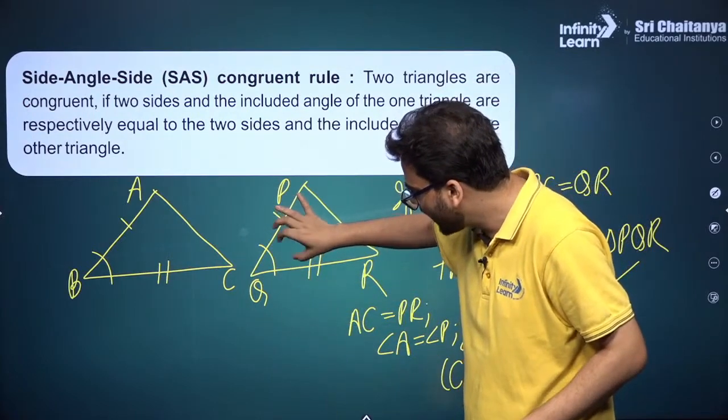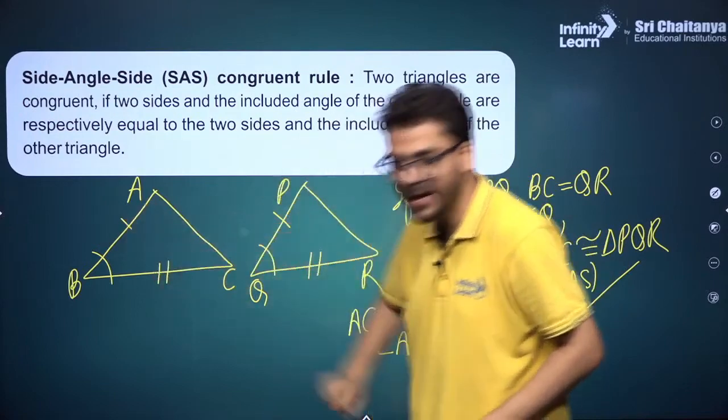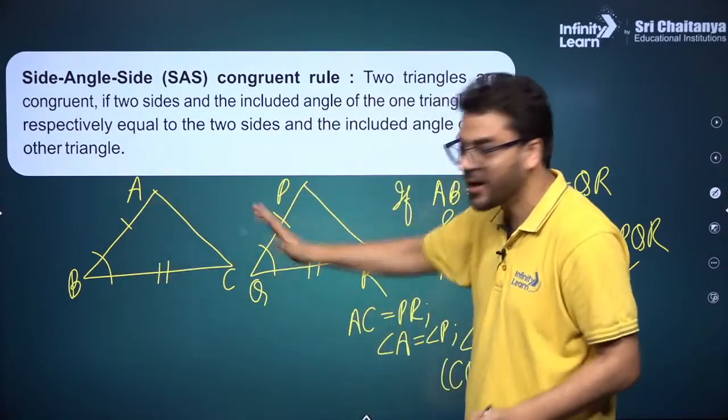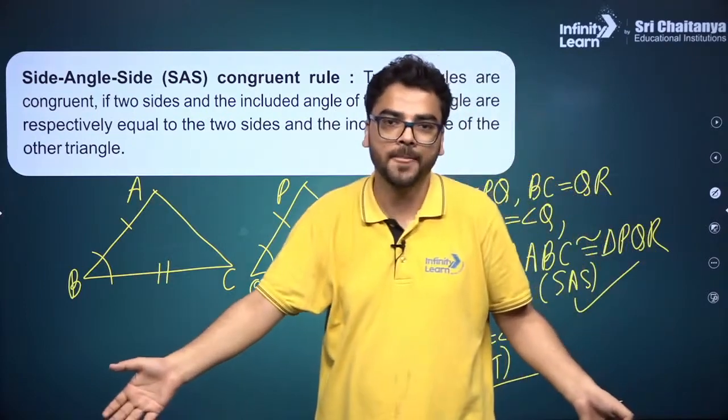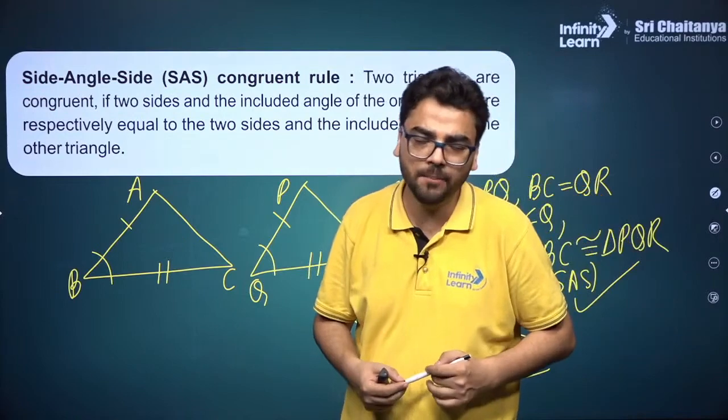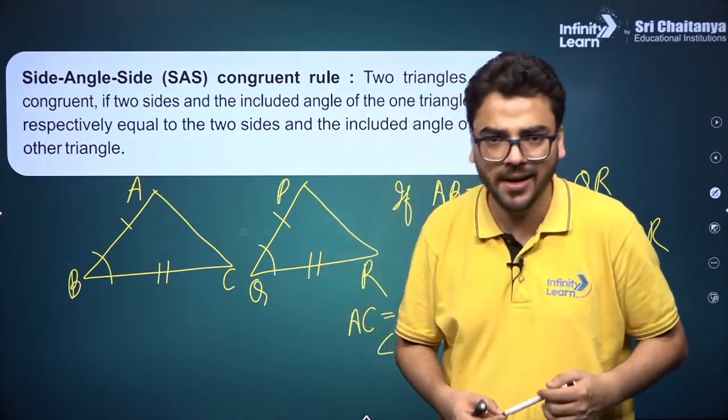It means the angle must be in between two equal sides. This angle, if suppose this is equal to this, then you cannot say that the triangles are congruent or not. Is this clear to every student in this session? So that is a basic example of the SAS congruency criterion.